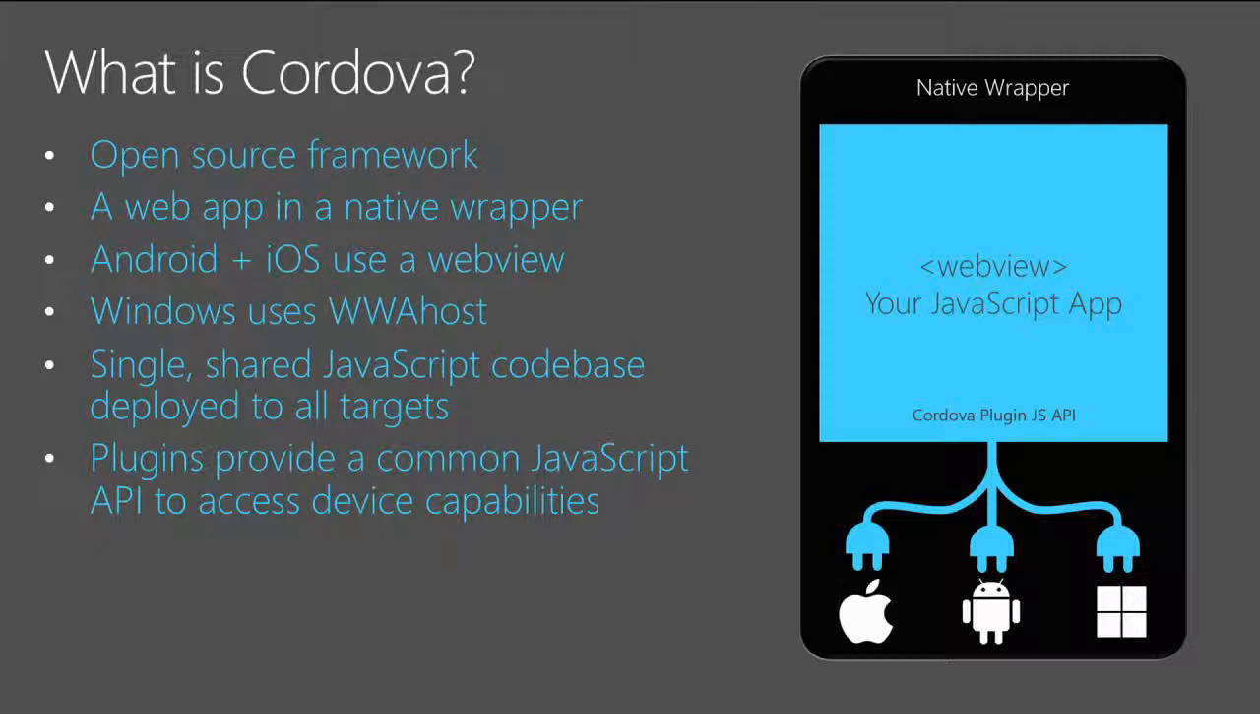So that anytime you want to speak to the native code, you've got a common JavaScript API that you use. That JavaScript API talks over to the native code, it returns back a response, and then your JavaScript can do what it will with it.